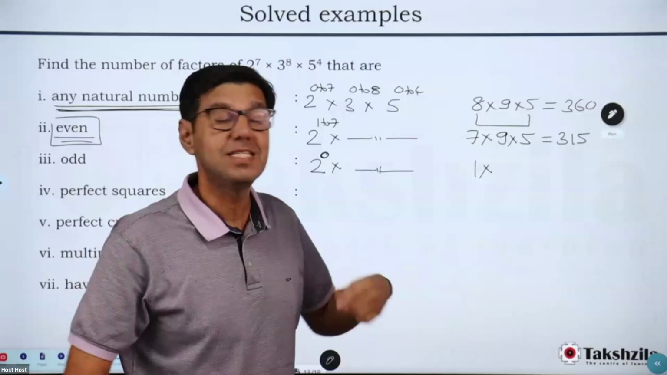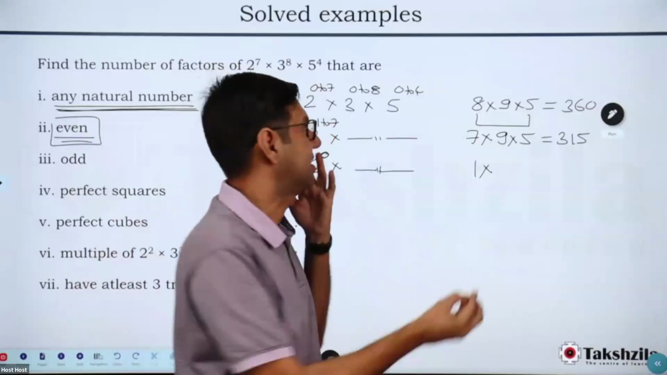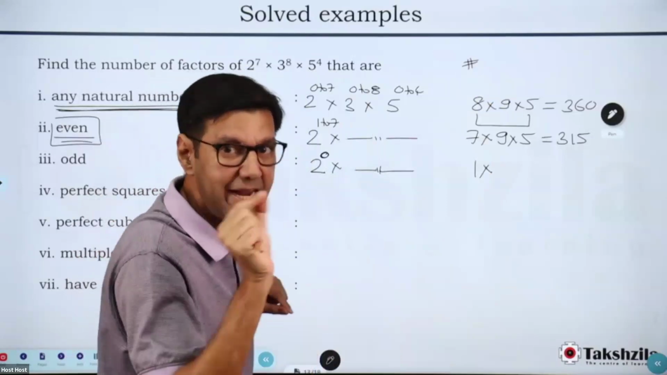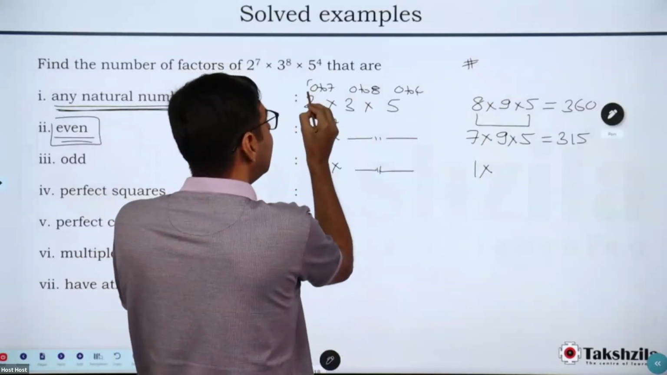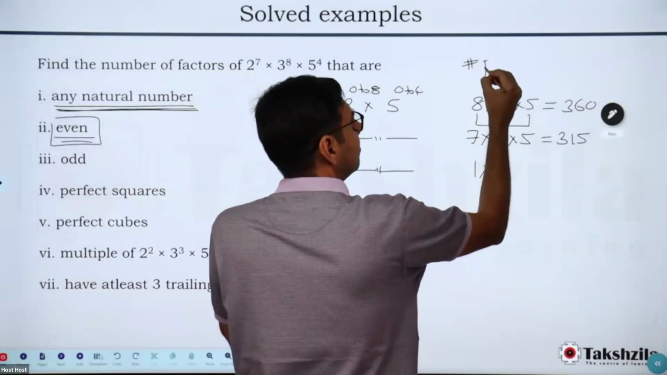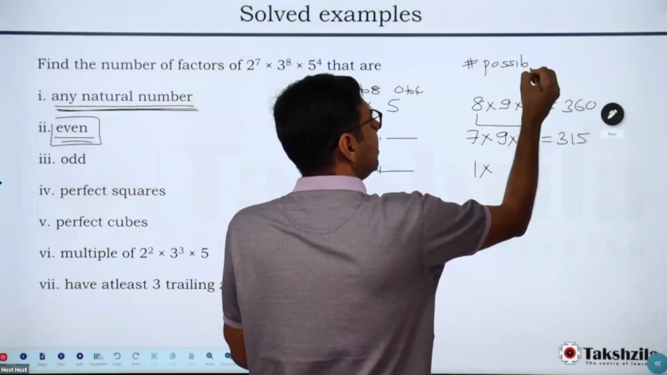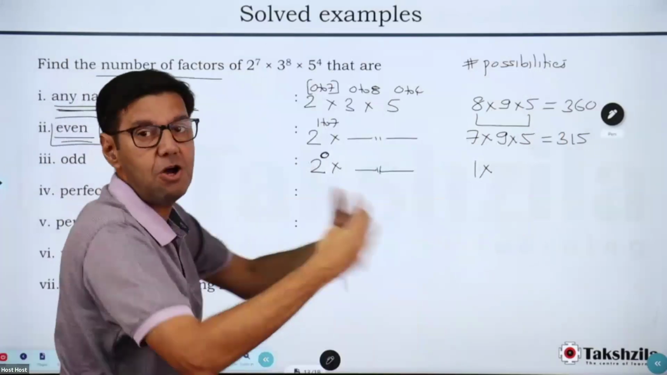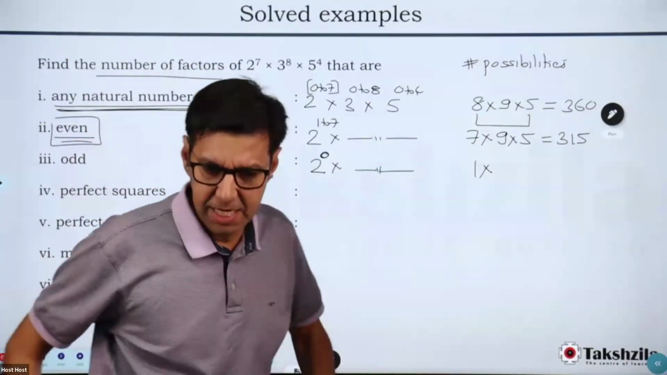So what are these? These are the number of possibilities. These are not the numbers. So it's not saying 2 raised to 8. It is saying there are 8 different possibilities. Possibilities. And that is what we are counting. Find the number of factors. How many? Okay, some students?